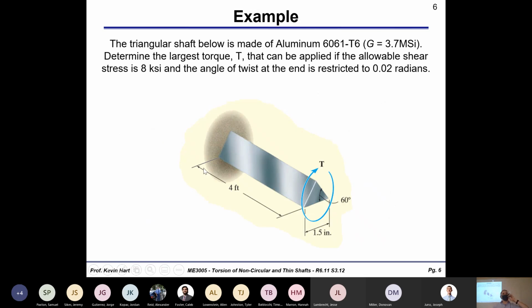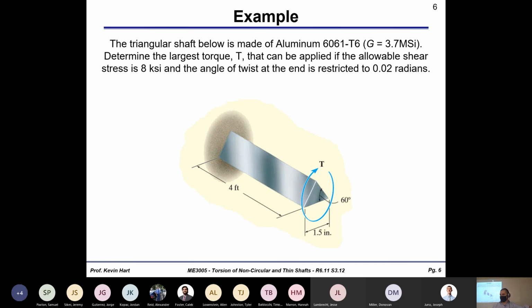Okay, and so when we left off, we said that we were going to work through this relatively straightforward example problem. So I'll give you a second if you want to copy this down. We here have a triangular cross section with dimensions given, 4 feet long, 1.5 inch for the side of an equilateral triangle, and it's under some torsion. We're told it's made out of aluminum 6061.